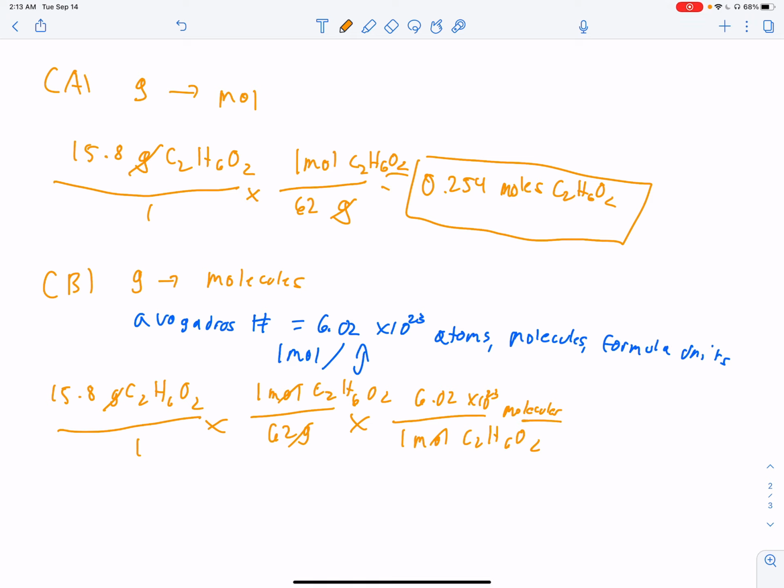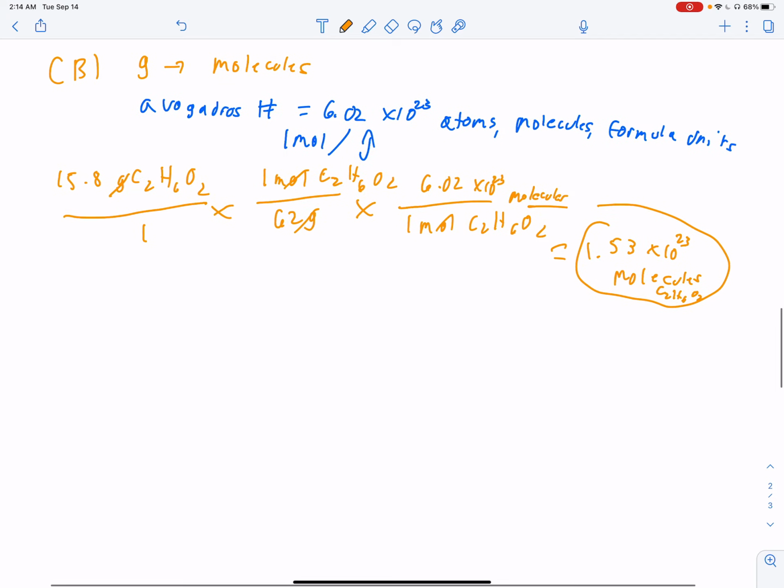So this I need a calculator for. So we're going to do 15.8 times 6.02 times 10 to the 23rd. Make sure you put that in parentheses or else the calculator is going to get all annoyed and not do it right. And then divide that by 62. So I get 1.53 times 10 to the 23rd molecules. And in this case, we want to have 3 sig figs again. So that looks good to me. Okay. Molecules of what? You should really put C2H6O2. It's not a terrible big deal if you don't, but I would, to be safe.